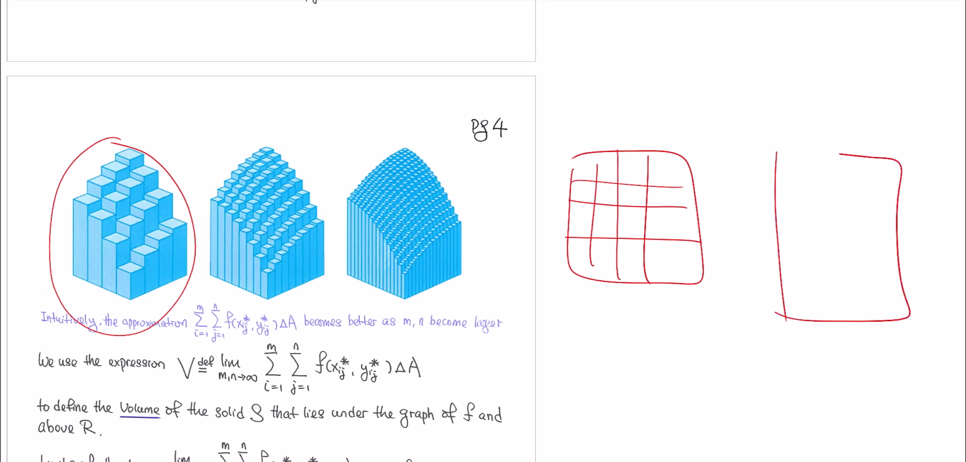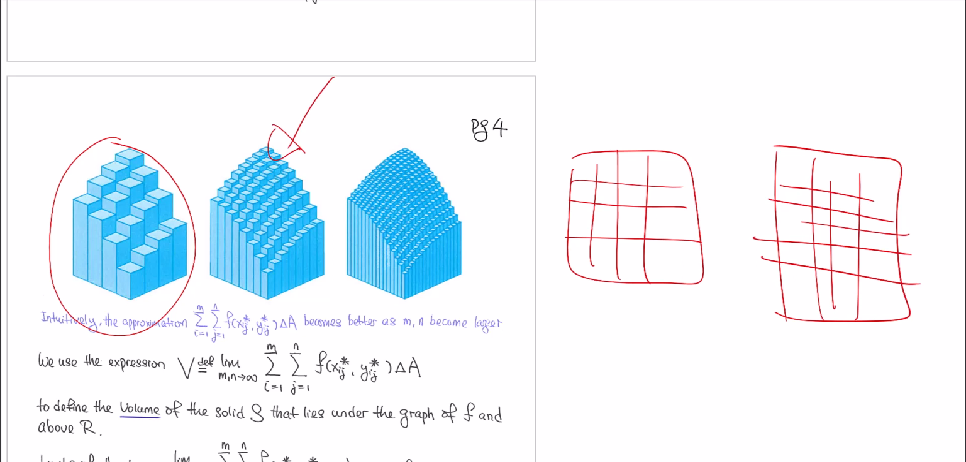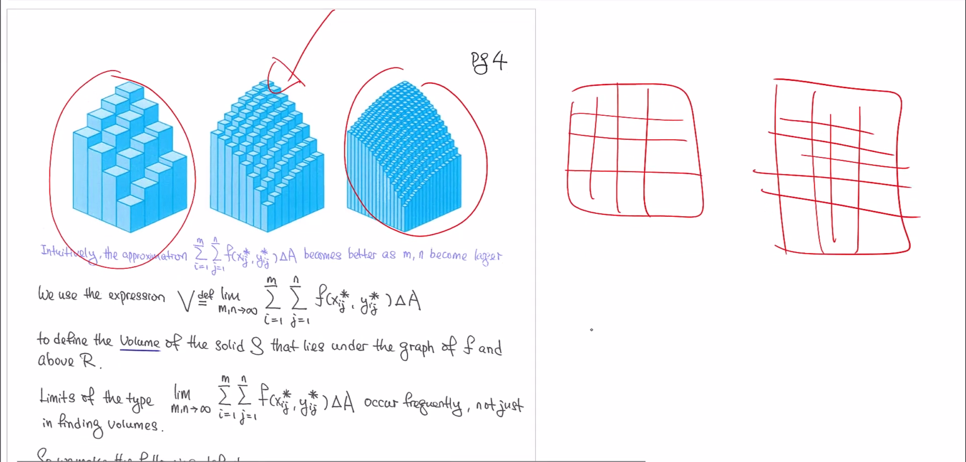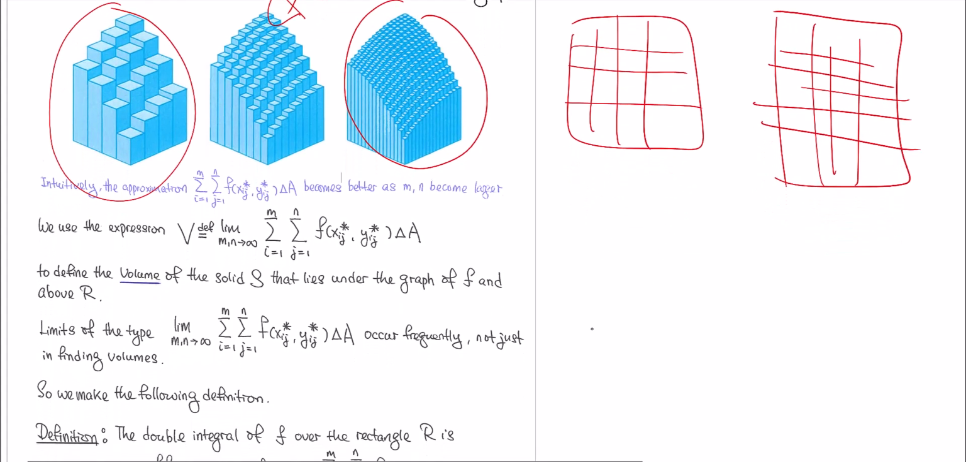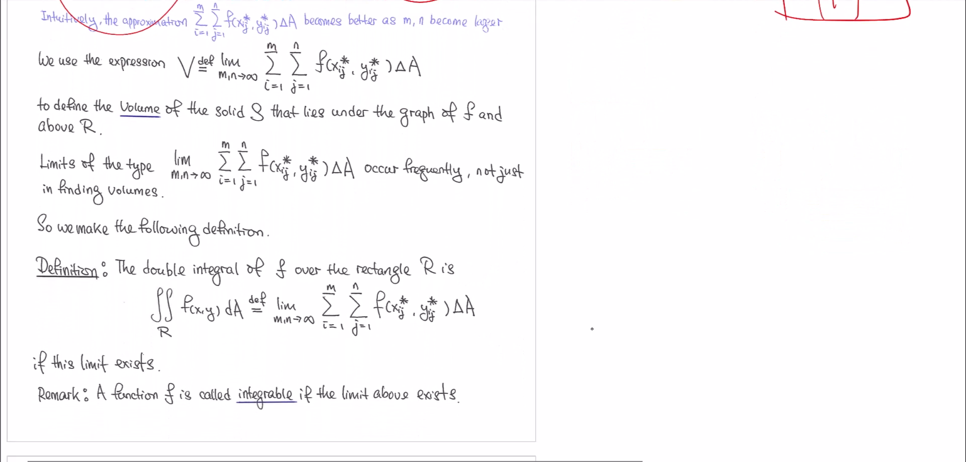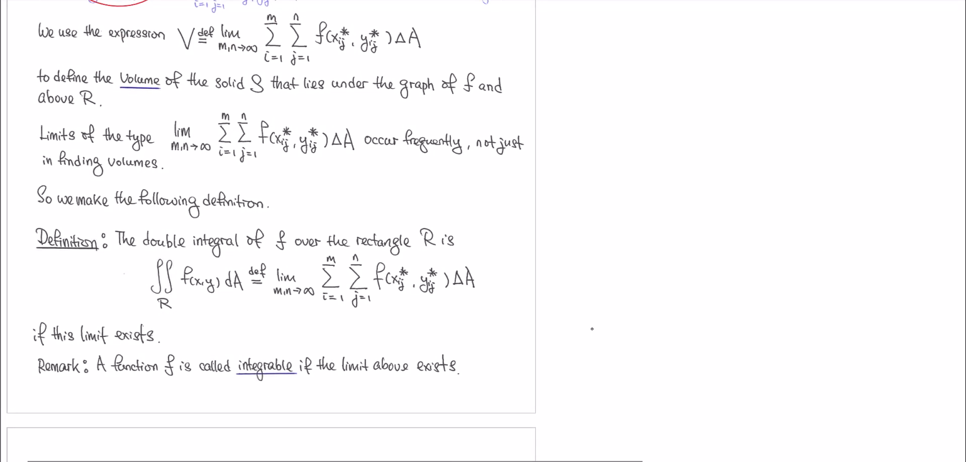But if you partition it even more, you get a better approximation of the volume under the curve by summing up the volumes of all those rectangular cubes. So you can see, if you do it even more, you get better and better approximations of the volume under the curve.